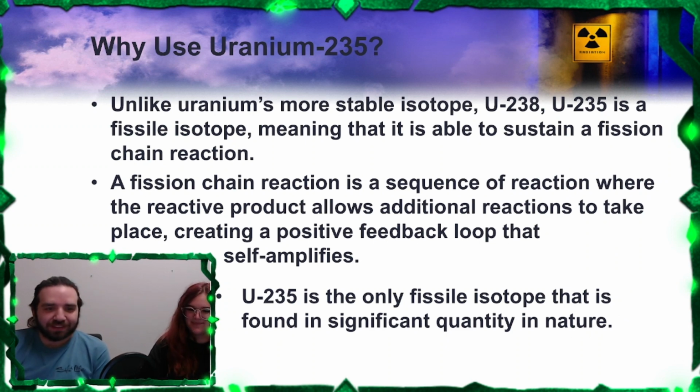Yep. So, why use uranium 235? Well, unlike uranium's more stable isotope 238, 235 is a fissile isotope, meaning it is able to sustain a fission chain reaction. A fission chain reaction is a sequence of reactions where the reactive product allows additional reactions to take place, creating a positive feedback loop that self amplifies. U235 is the only fissile isotope that is found in significant quantity in nature.